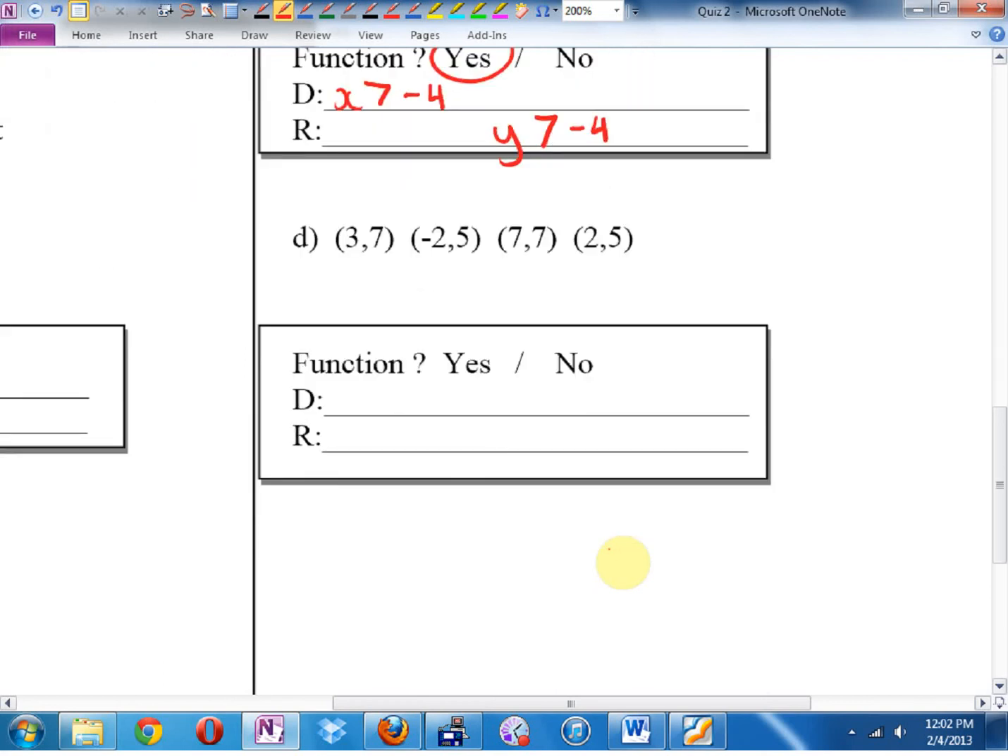D. Function. Okay, when they give me points, I'm looking to see first if the same x value appears twice. No, we're good. Same y value appears, I don't care. Does the same x value appear? And if it does, does it go to 2 different y's? So this is a function? Yep. Domain, how about -2, 2, 3, 7. If you didn't put it in order, that's fine, but get in the habit of putting it in order. Range, just 5 and 7, yeah?